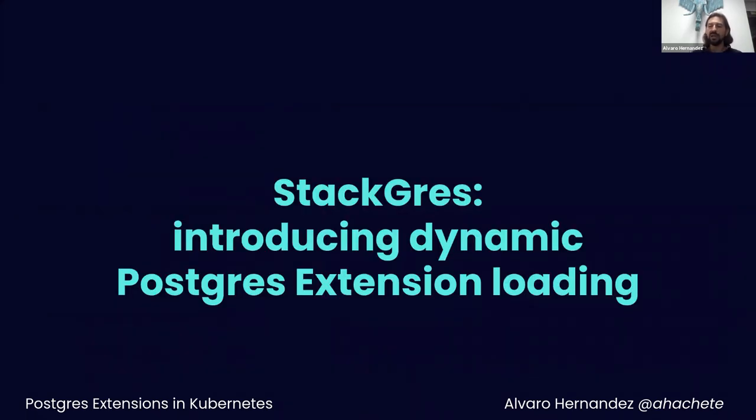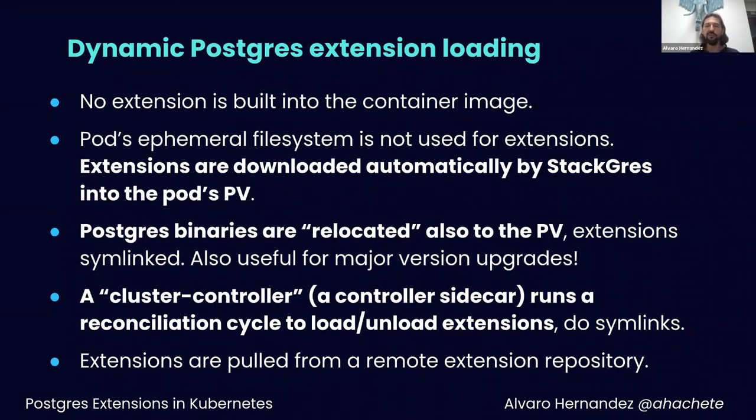So what is the mechanism that this open source project StackGres has introduced that allows dynamic loading of Postgres extensions? Let me describe it first. First of all, no extension is built into the container image. Then we could think, okay, we could load the extensions into the ephemeral storage of the container itself. The image is immutable, but once the container is running, there's the ephemeral storage of the container, and maybe we could load the extensions there. That would work. However, it has some problems. If, for example, the node dies or the container is restarted, this is lost. You will need to re-download and reprocess the extensions all the time. That's also doable, but it's not ideal.